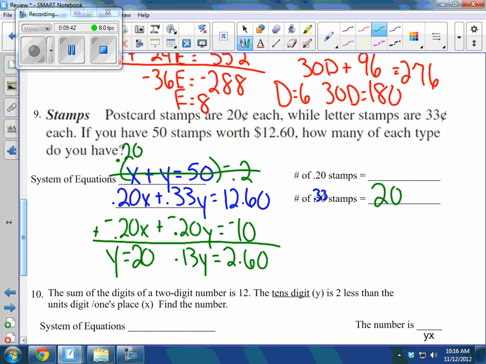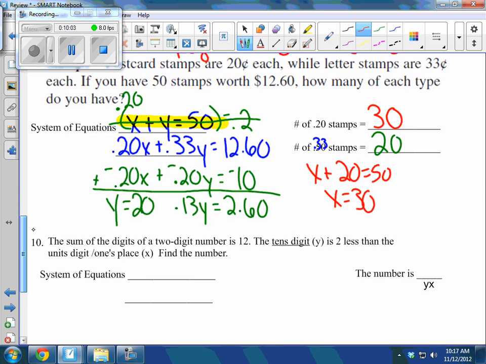And then I'm going to go back to the equation that I crossed out and figure out how many of the 20-cent stamps. So x plus 20 equals 50. Well, as soon as I subtract that 20, the number of the 20-cent stamps is 30 of them. All right, let's go to this problem.